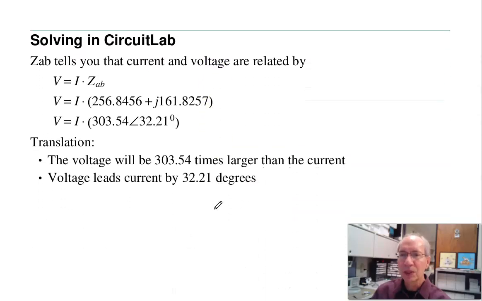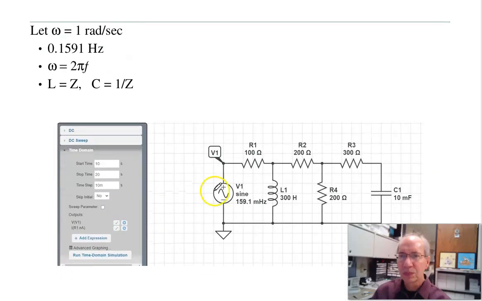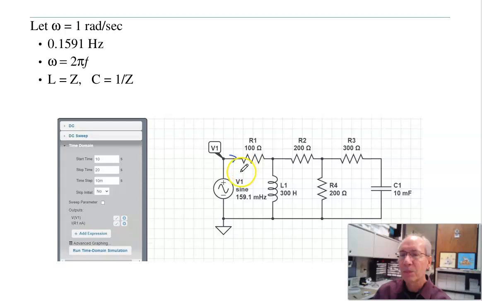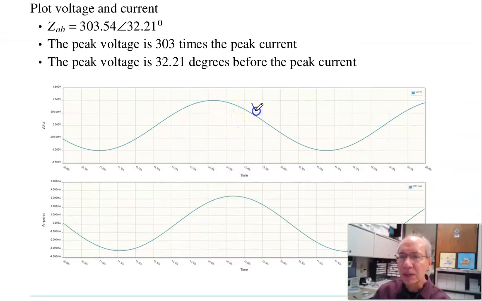But let omega be 1 radian per second. Then this is the inductor, 300 henries. This is the capacitor, 1 over J omega C is 100. That's 10 millifarads. Apply a sine wave at the input. Look at the current versus voltage relationship. If I do that, here's what it looks like. Here is the voltage. Here's the current.